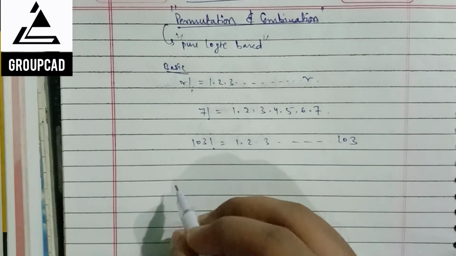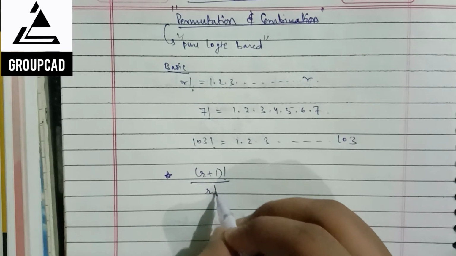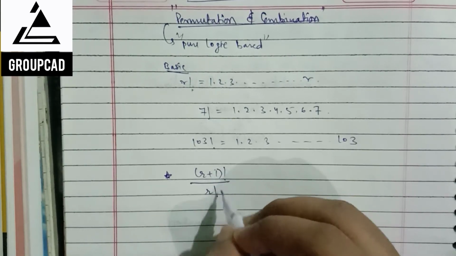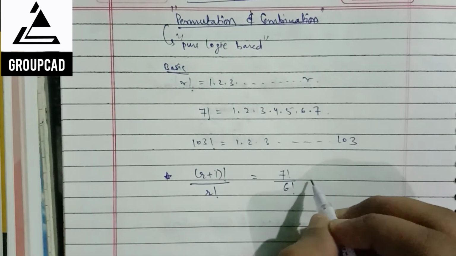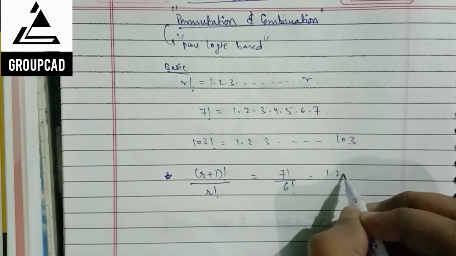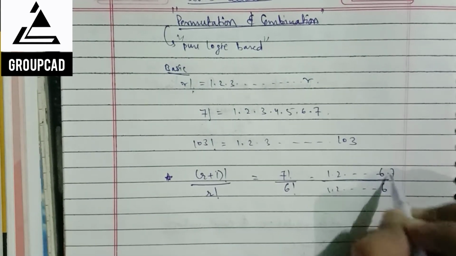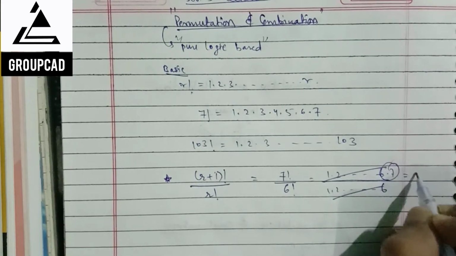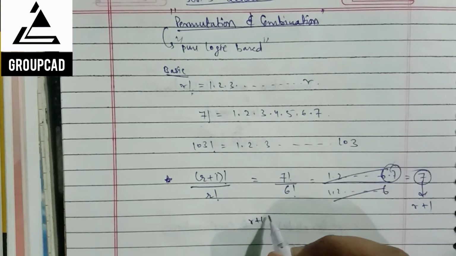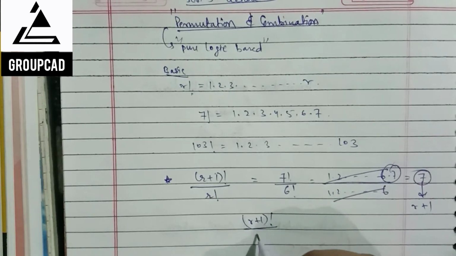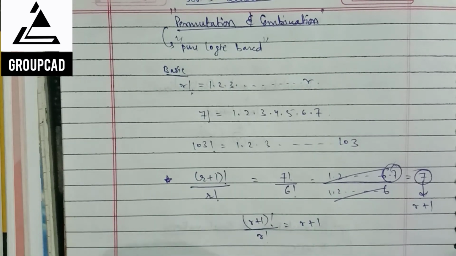Now the second thing I want to tell, r plus 1 factorial upon r factorial. Suppose r is 6, so 7 factorial upon 6 factorial, right? What is this? It is 1 into 2 into up to 7 and 1 into 2 into up to 6. So the 6 cancels, and what is left is 7. So 7 is what? r plus 1. So if we divide r plus 1 factorial by r factorial, the answer is r plus 1. It is common sense.